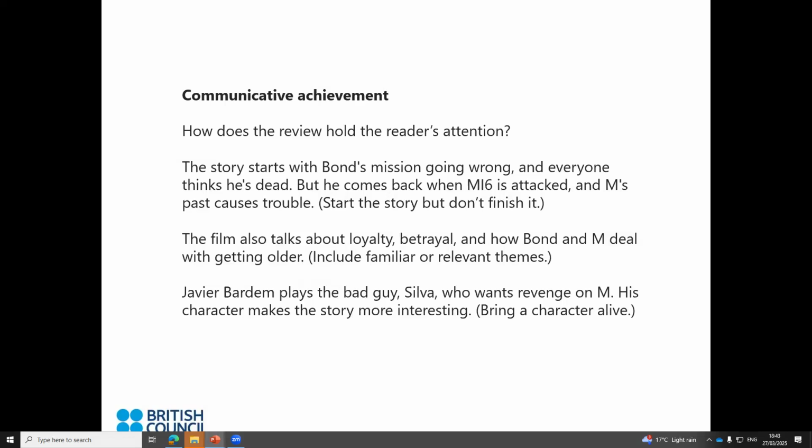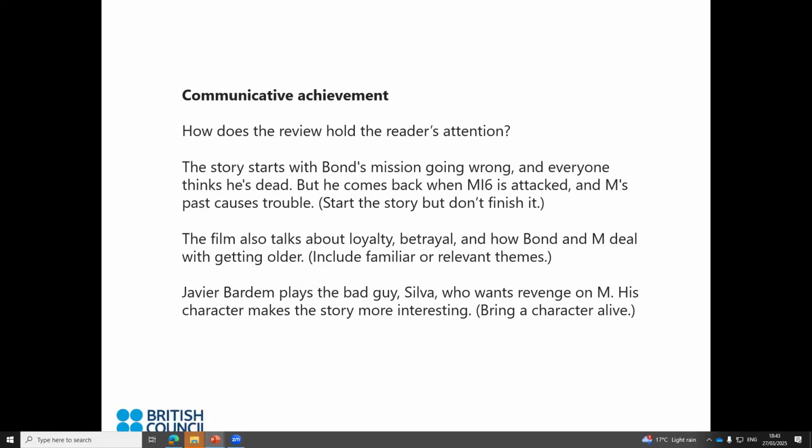The story starts with Bond's mission going wrong, and everyone thinks he's dead. But he comes back when MI6 is attacked, and M's past causes trouble. So what I've done there is start the story, but I haven't finished it. And that's my strategy for holding the reader's attention. Start the story, start the plot, but don't finish it.